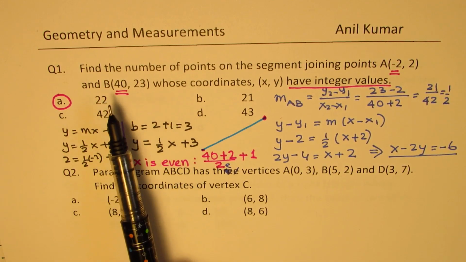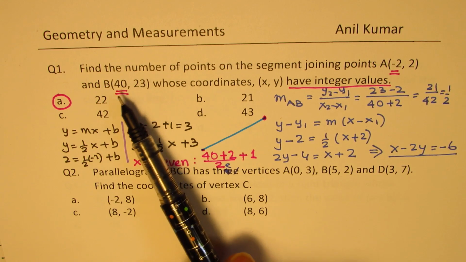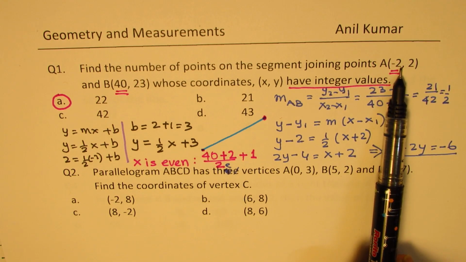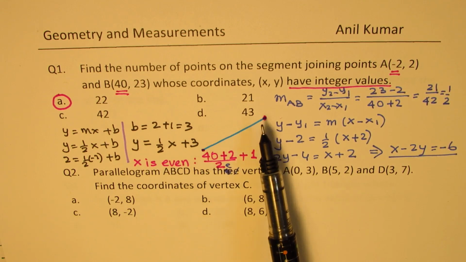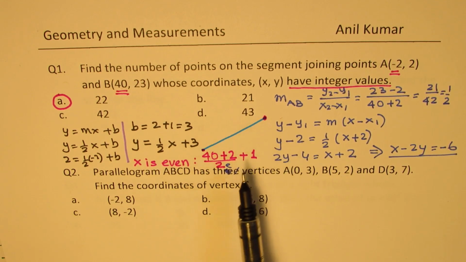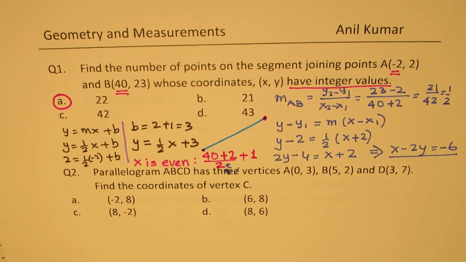So in this, between 40 and minus 2, we will have a total of 42 numbers. Half of them are even, that is 21. And since we are including both the ends, we'll add one additional. So 21 plus 1, 22 is our answer. Is that clear to you? Perfect. Now let's look into the next question.